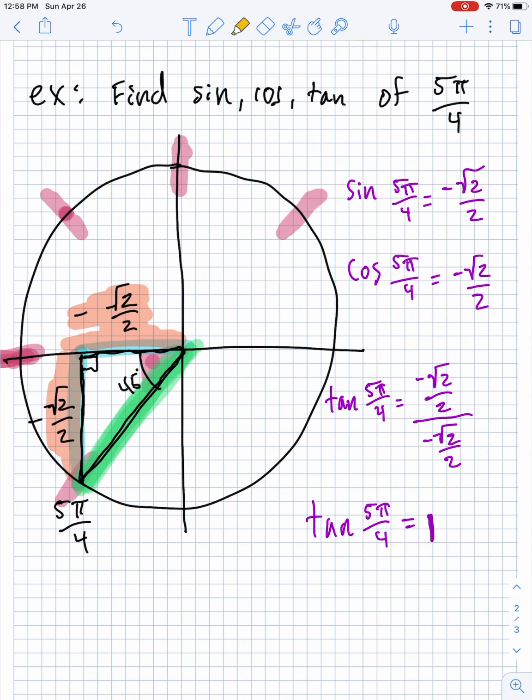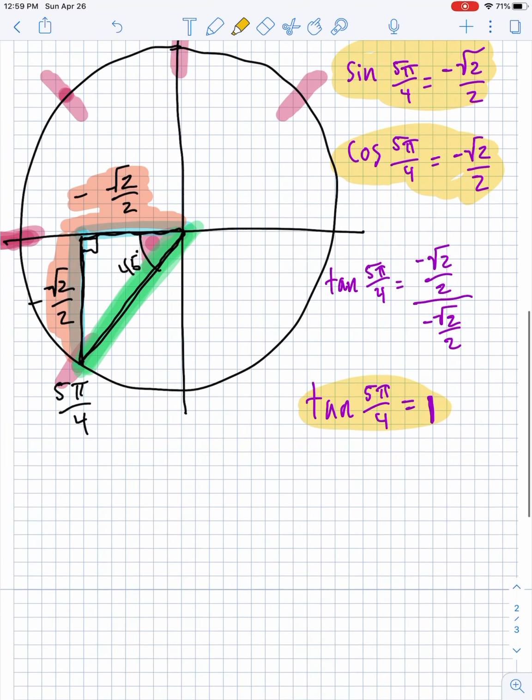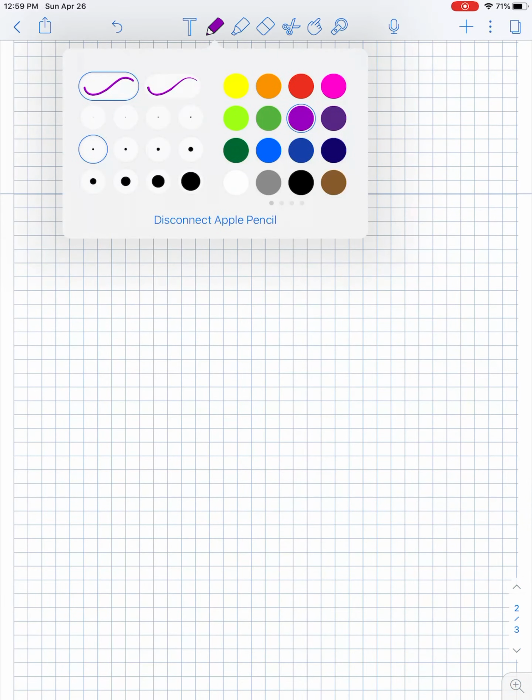Let's highlight our final answers in yellow. Sine of 5 pi over 4 is negative root 2 over 2. Cosine of 5 pi over 4 is also negative root 2 over 2. And then the tangent of 5 pi over 4 is 1. All right, that was all very straightforward, which means like find sine, cosine or tangent given this angle. The last thing I want to talk about is what if you don't know the angle? What if you just are asked to find something like this?